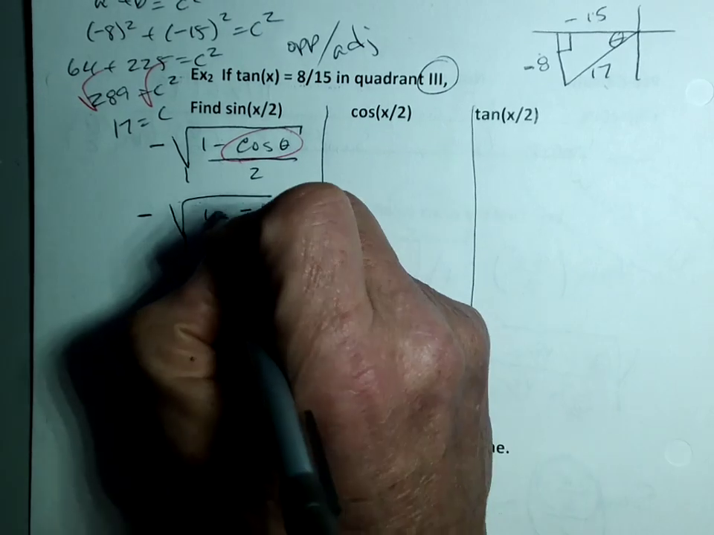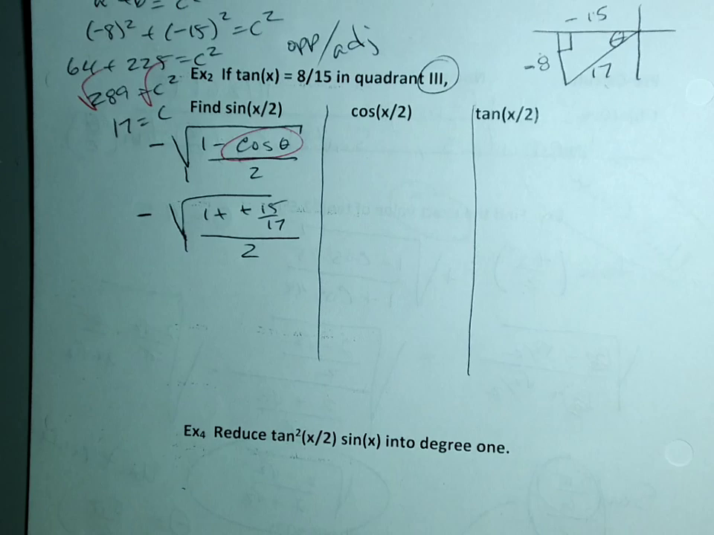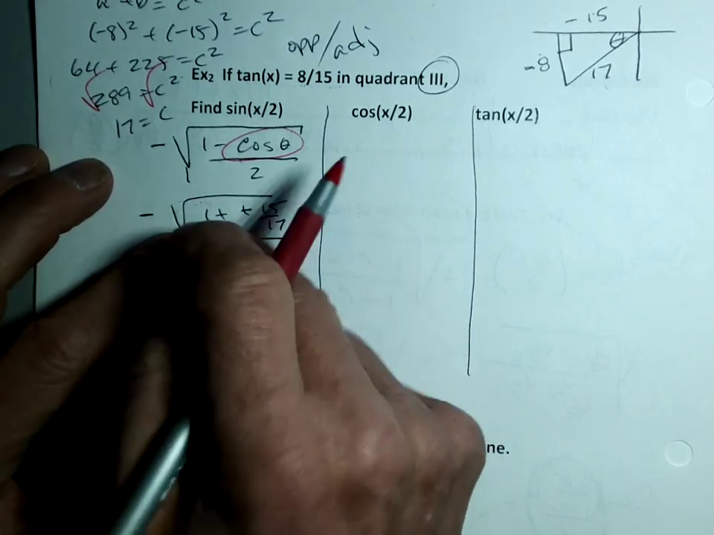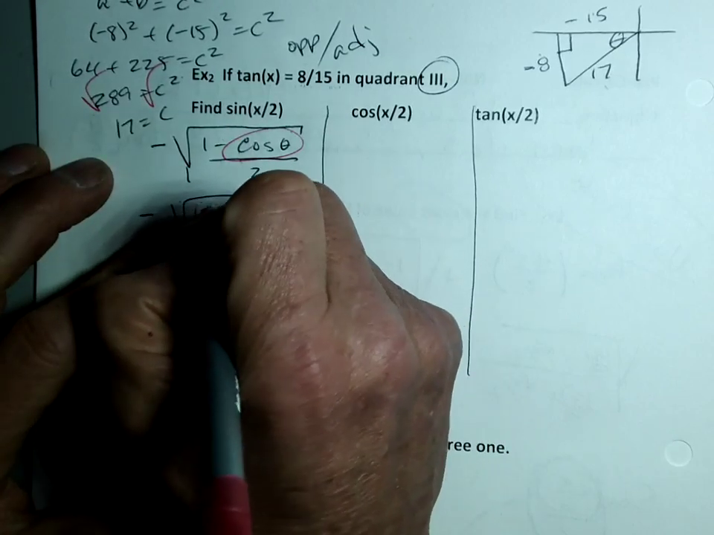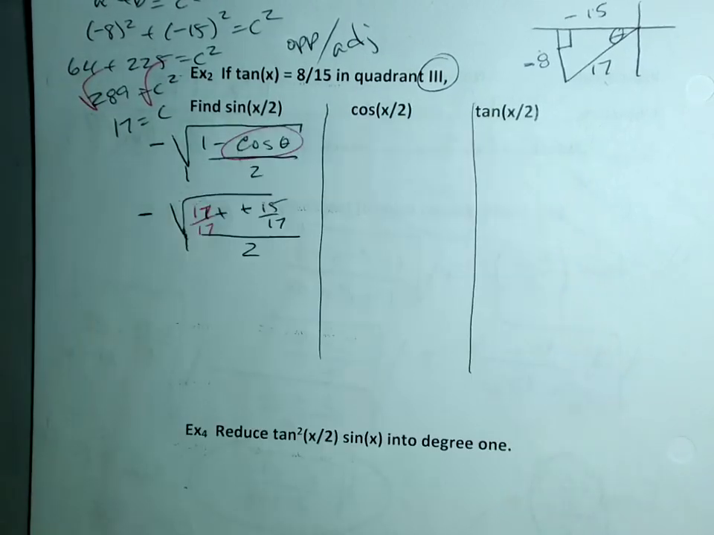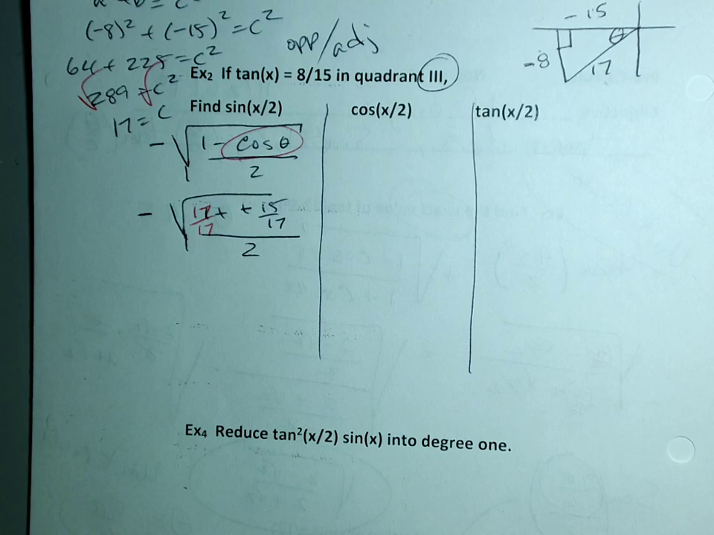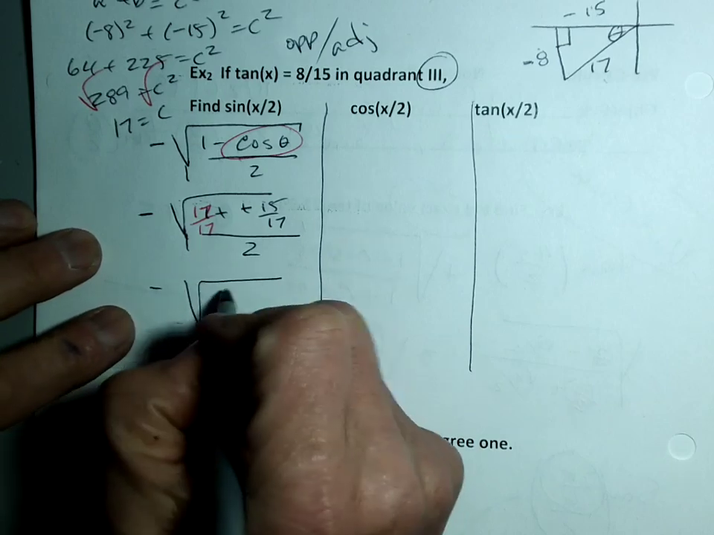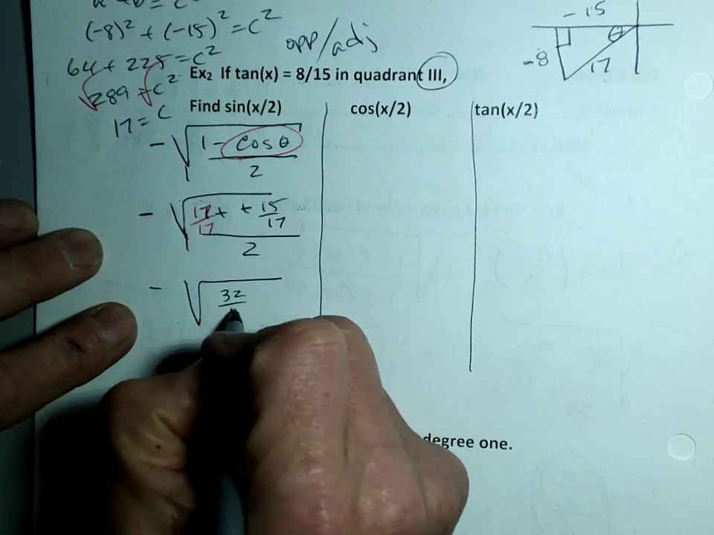Double negative, plus plus. Need a common denominator. So I'm going to make this into a 17 over 17. I'm going to change the number 1 into a 17 over 17, and the reason I'm going to do that is because then I can add these two, right? They have a common denominator. So this was the number 1, but I changed it to 17 over 17 so I can add these, right? So I'm going to get negative square root 32 over 17.